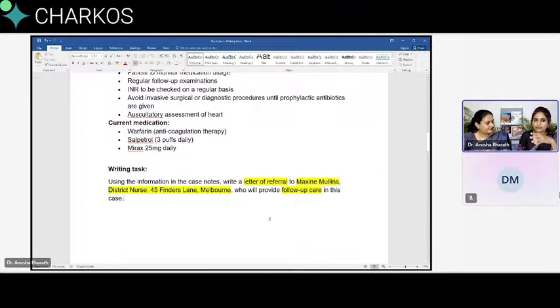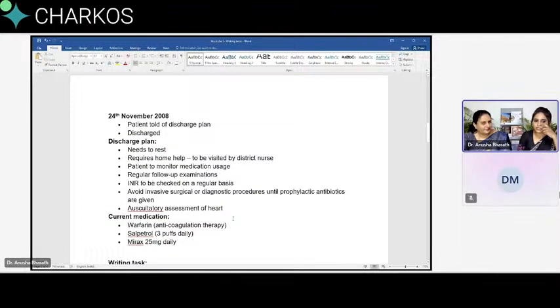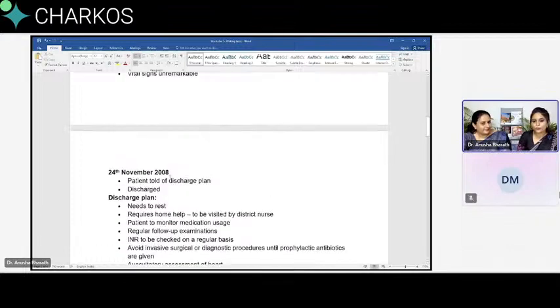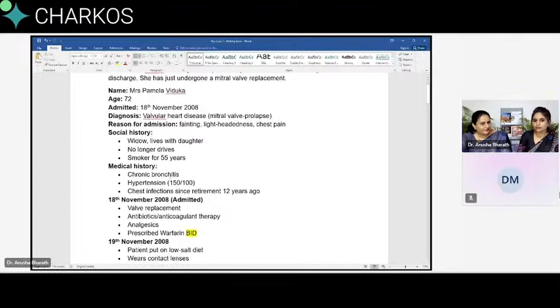After looking at this, now that we have already read the case note, we understand that the patient requires rest, requires home help, and you will have to monitor the medication usage, right? And also, they require regular follow-up examinations, INR to be checked on a regular basis, avoiding invasive surgical procedures and auscultatory assessment. These are the points, right? So moving to the top, we will first begin with the purpose.